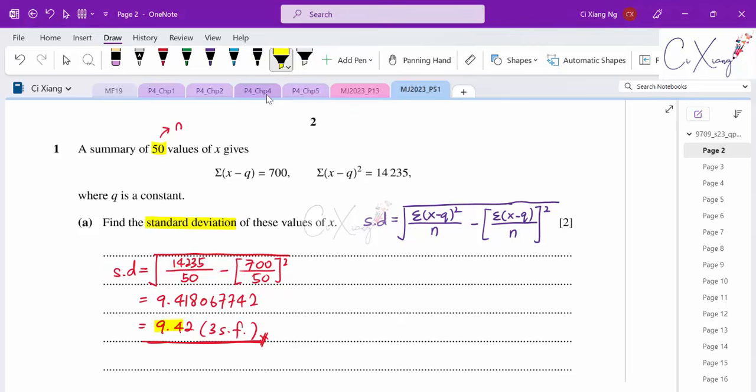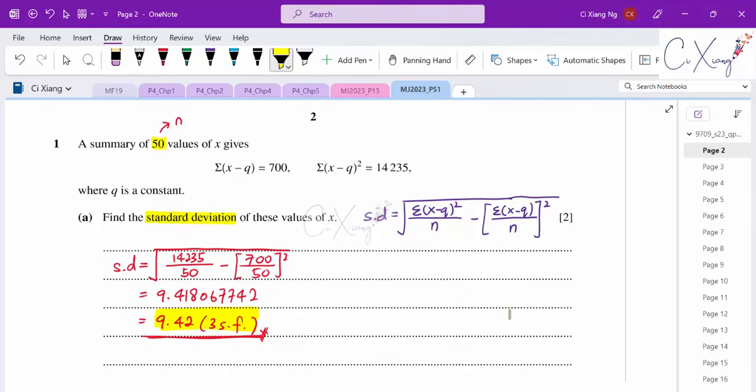Okay, so we just substitute the question into the formula. And this question is very straightforward, but you need to remember the formula itself, because this is not provided in the formula booklet. Right, so let's proceed to part B.